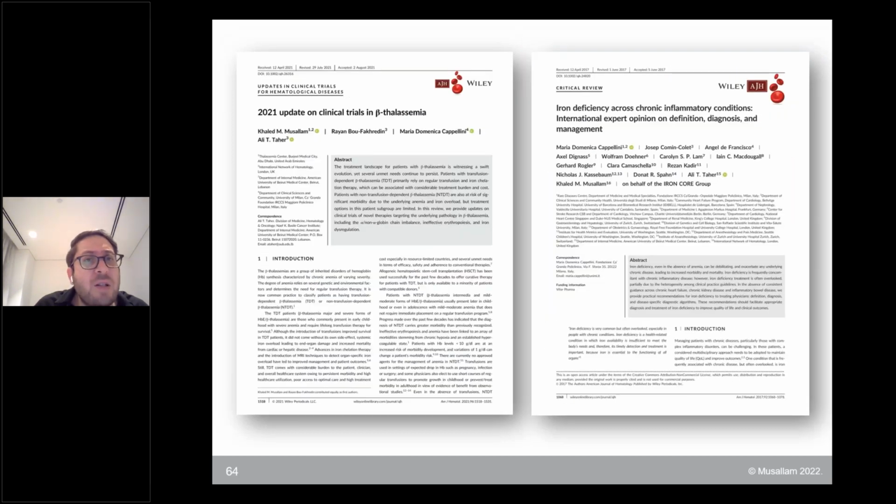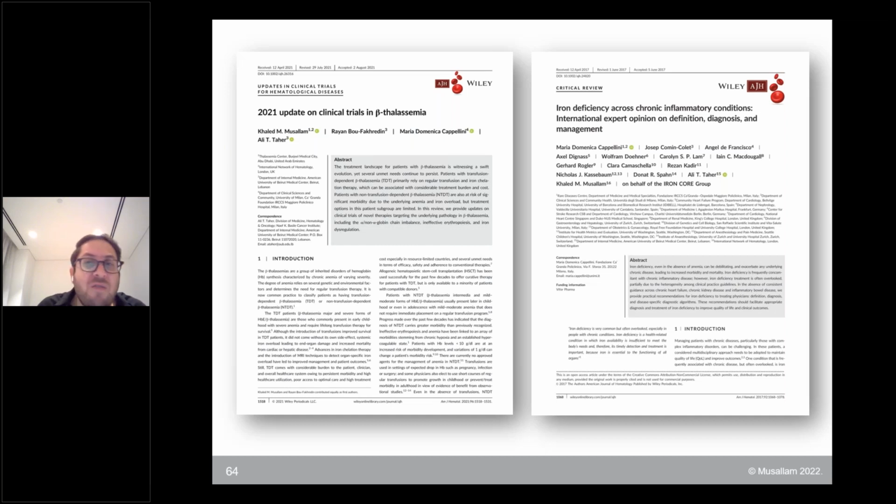The one on the left is updates in clinical trials. That's also another section that some journals have. It's more of an expert review article, but very detailed, dedicated to update and clinical trials. The one on the right comes under critical review, but it was a consensus expert opinion. So all of these come in the format of a review article, which doesn't have sections. You can divide it the way you want.